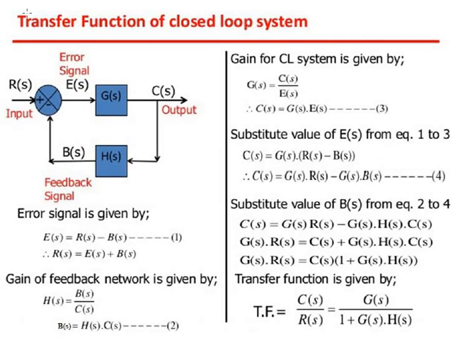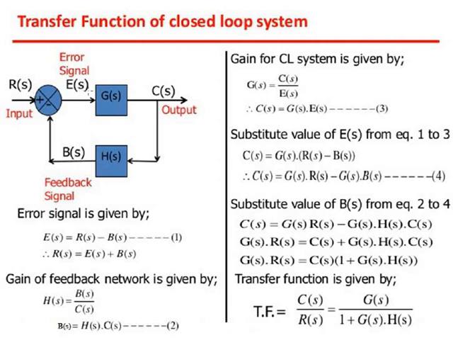Now the transfer function of a closed loop system. This is a block diagram for a simple closed loop or feedback control system, in which this is the input, this is the summing point, this is the system, and this is the output. This is a feedback signal and this is a feedback system. This summing point will create an error signal from the feedback signal and the input signal. E(s) is the error signal.